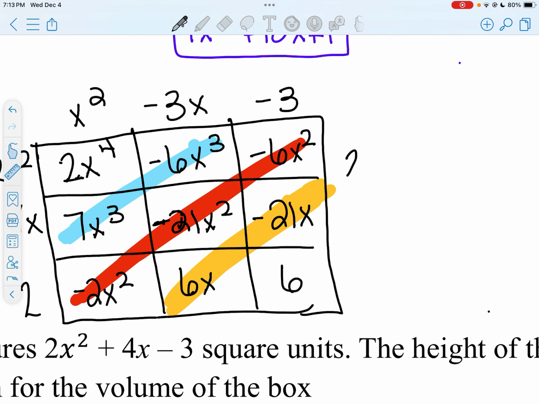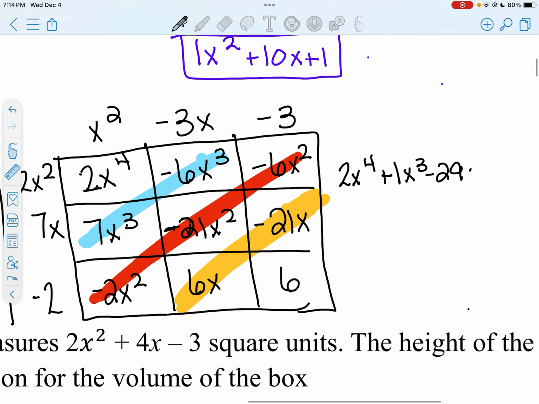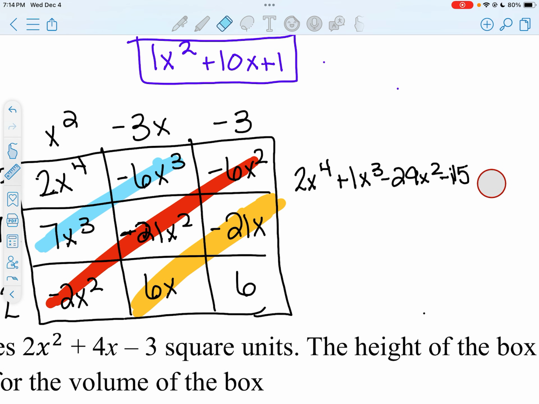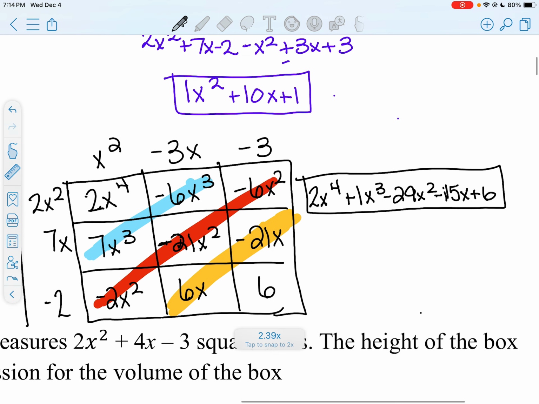So I have 2x to the 4th by itself. I'm going to combine my x cubes. That's 1x cubed. Combine my x squared. So that's a negative 29x squared. Combine my x's, that's a negative 15x. And that's a positive 6 at the end. Oops, negative 15x plus 6. And there we go, our answer. So that's just another method of multiplication. I'll show you again for 4.